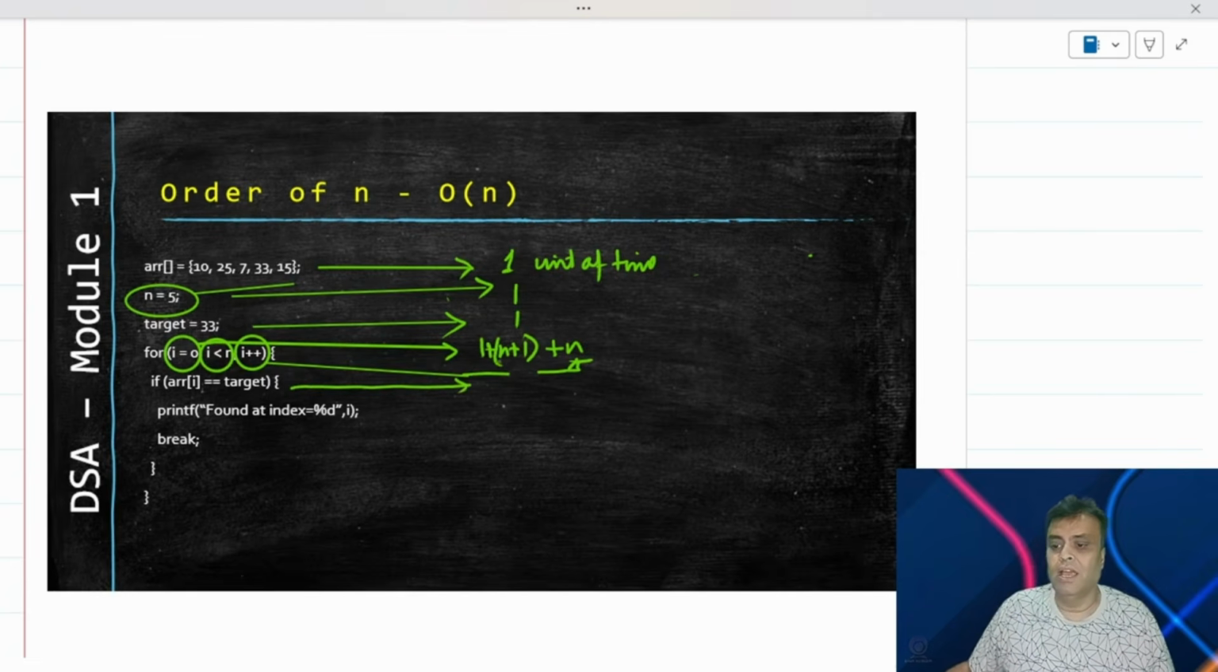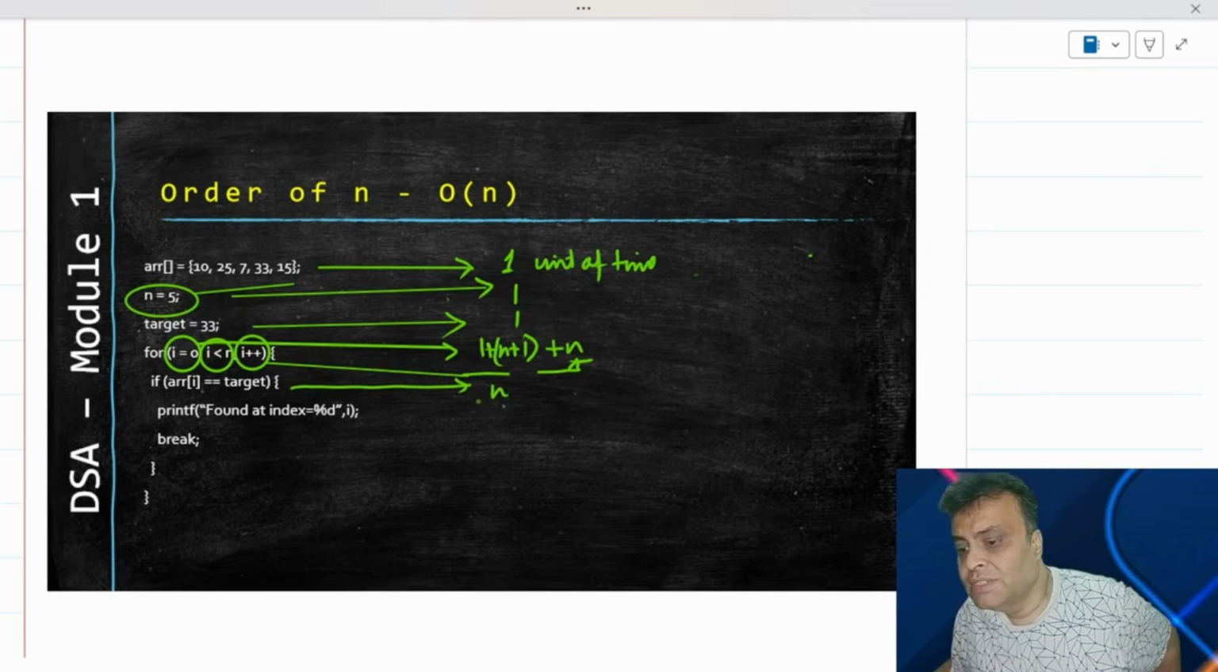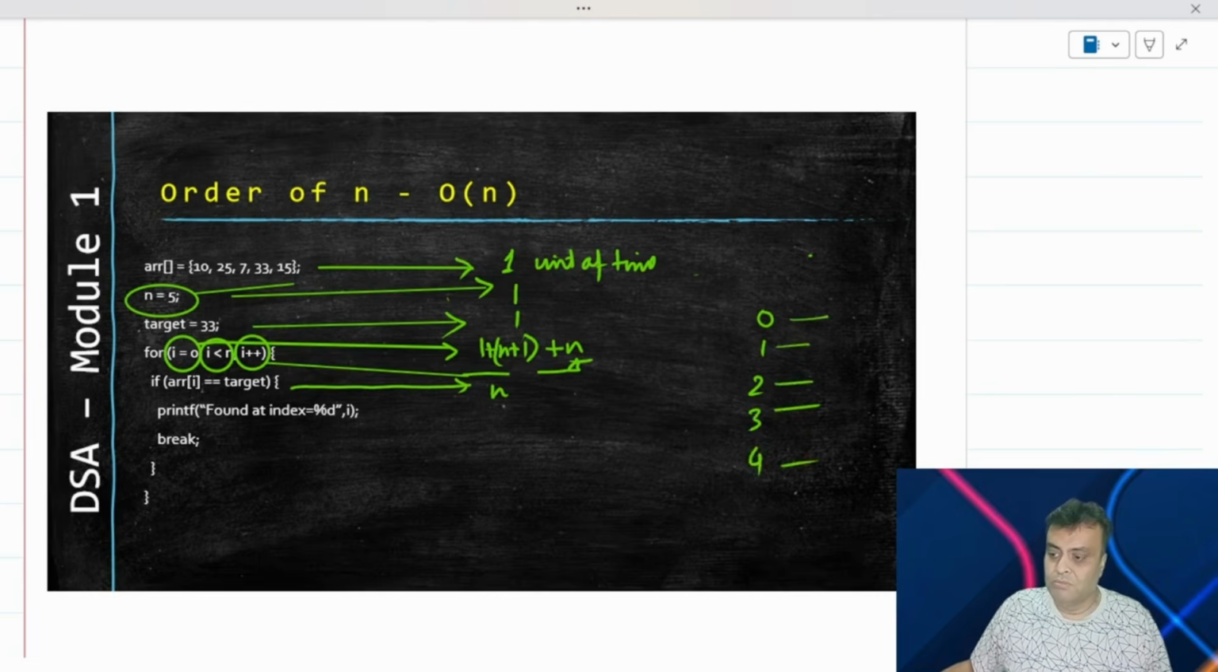On this particular line, arr equal to target, this line executes itself n number of times. It will execute itself 5 times. However many times this particular line runs, the same number of times this will run. If it goes from 0, 1, 2, 3, 4, every time it will enter the loop. So how many times does it enter the loop? It enters the loop 5 times. So this executes itself n times.